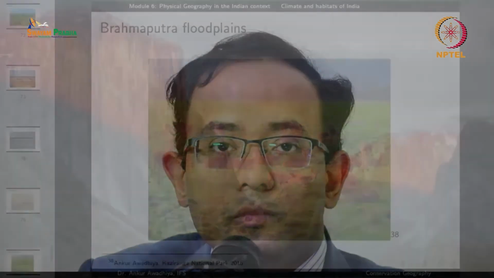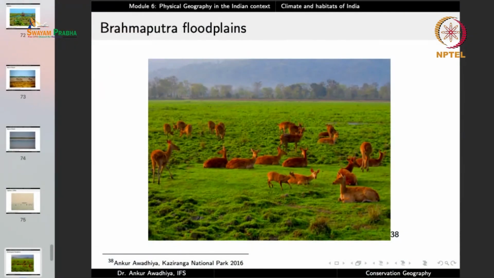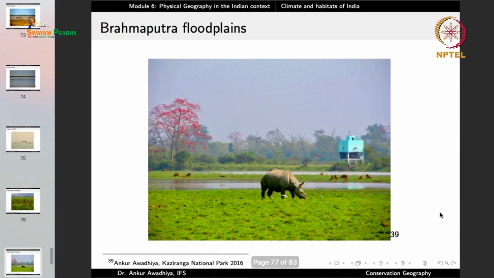This is another image, and here we can observe a rhinoceros and all these expanses that have water and grasses. This is another example. So in most of these images, you can observe that this is a low-lying area that has lots of water, lots of grasses, and abundant biodiversity.